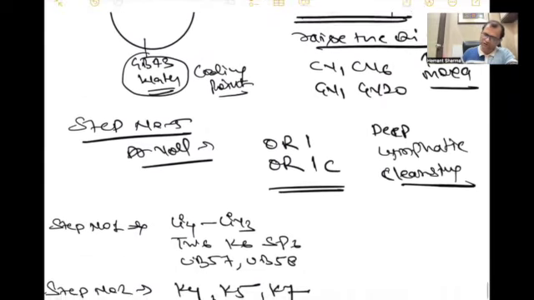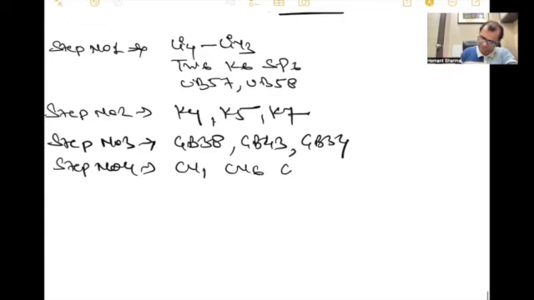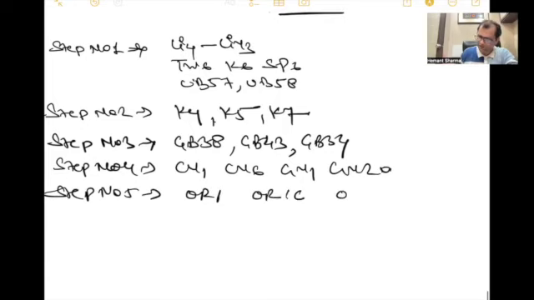Step number 4, raising the chi up: CV1, CV6, Governing Vessel 1, Governing Vessel 20. And the final step: OR1, OR1C, and OR1.